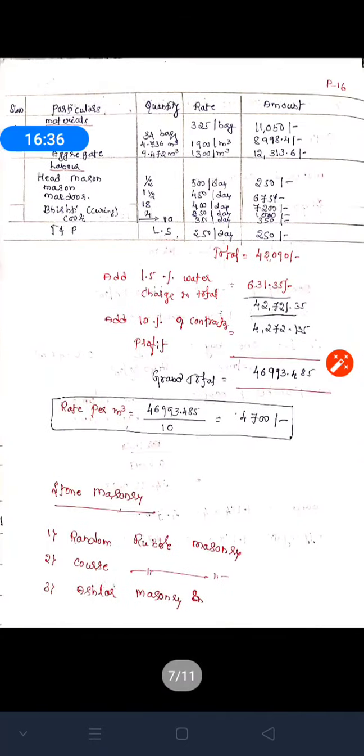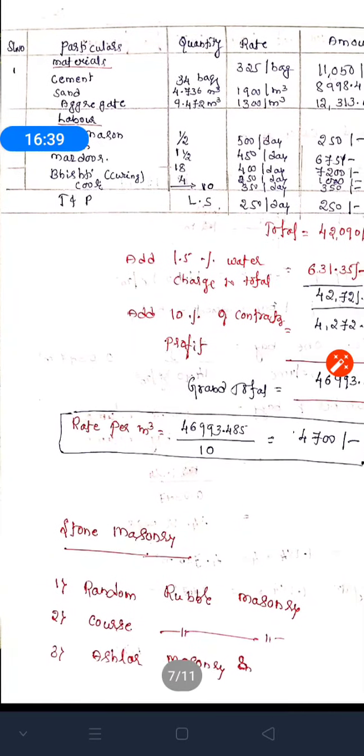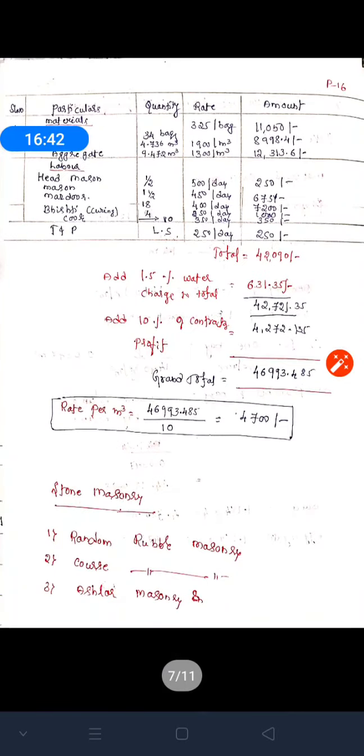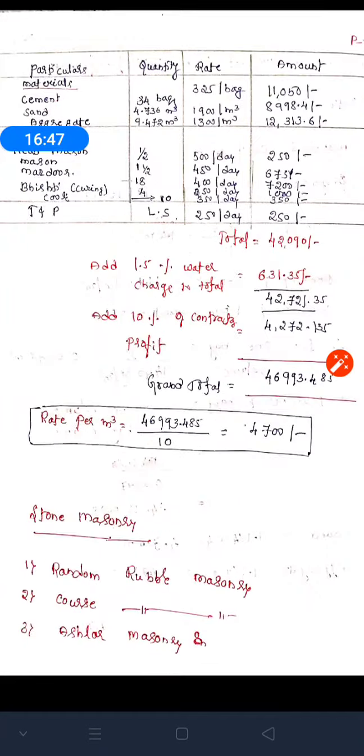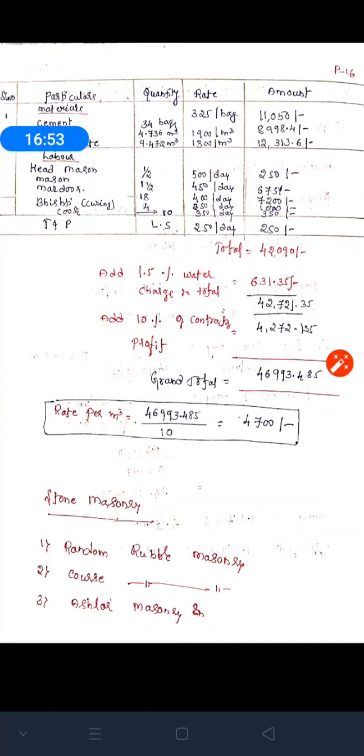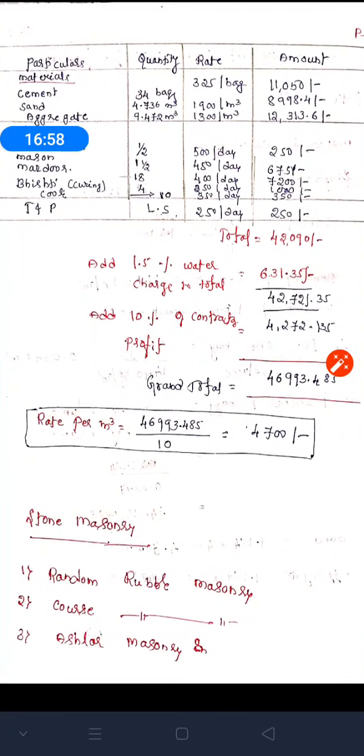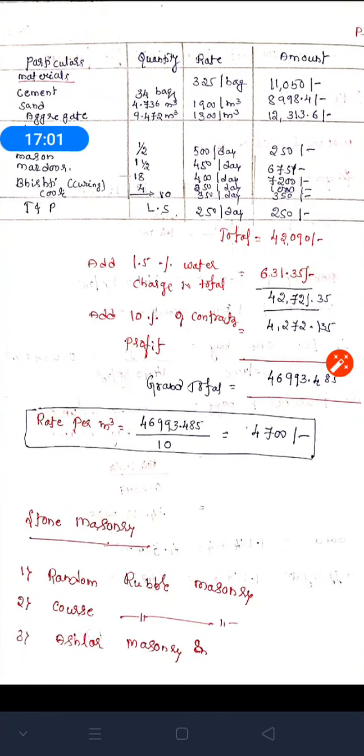Then we can move directly to the tabular column to calculate the proportions and labors. You should prepare a tabular column like this, with serial number, particulars, quantity, rate and amount. Materials are cement, sand and aggregate. As we calculated, the quantity of cement is 34 bags, for sand the quantity is 4.736, and for aggregate it is 9.472.